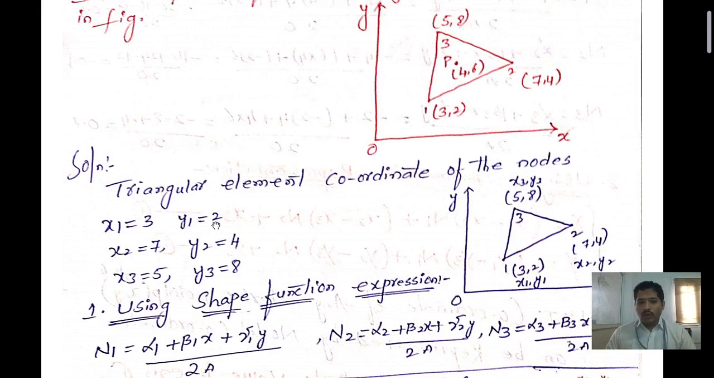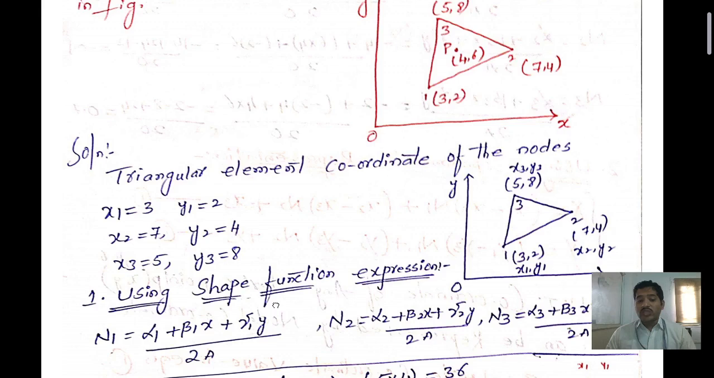First of all, you have to write down the given data, in which the triangular element coordinates of nodes 1, 2 and 3 are represented. x1 is 3, y1 is 2, x2 is 7, y2 is 4, and x3 is 5, y3 is 8.